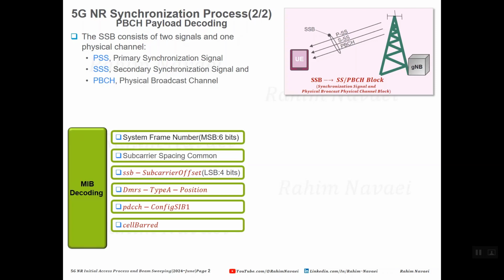Cell barred. This parameter refers to a flag that indicates whether a cell is barred or not. If a cell is barred, the 5G device is not permitted to select that cell. This means the 5G device should ignore the cell and search another cell to connect.